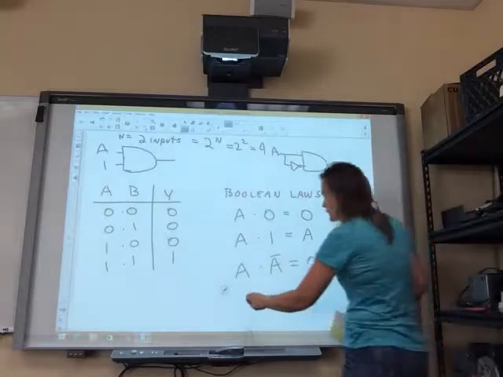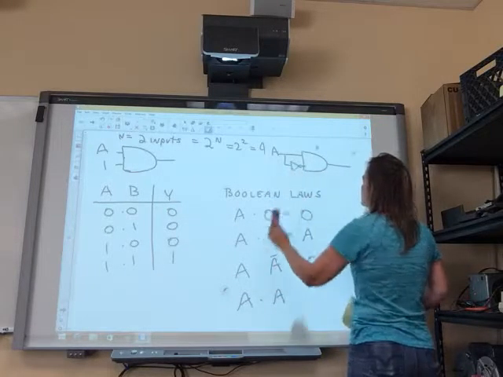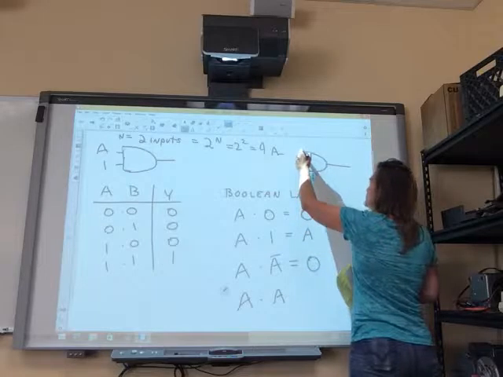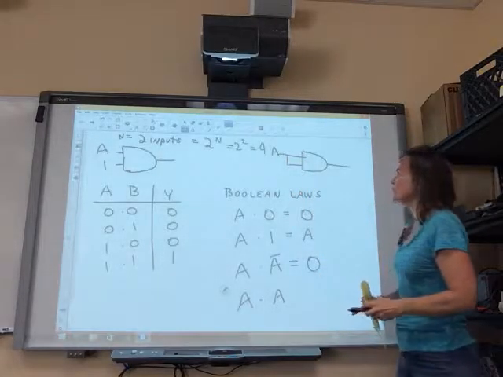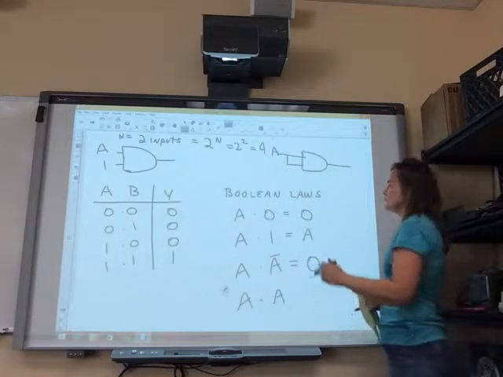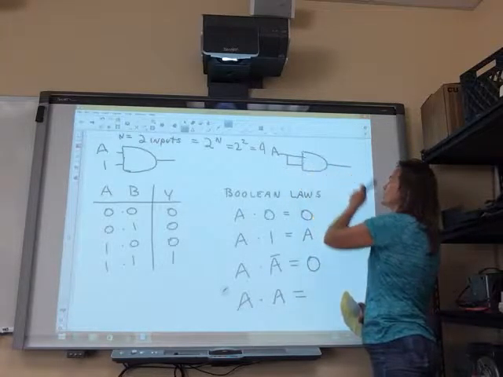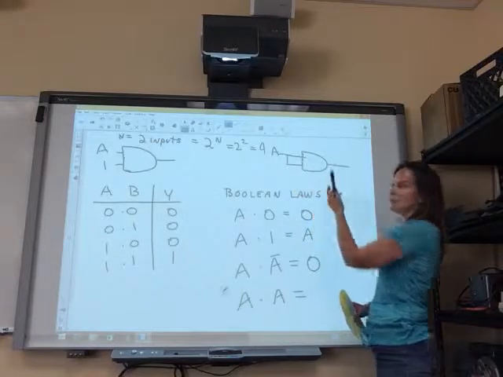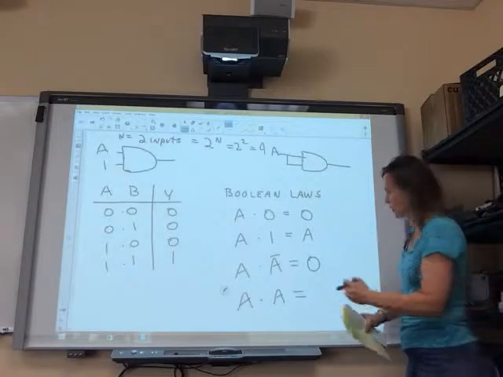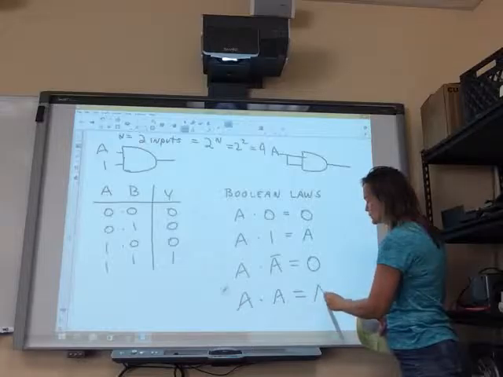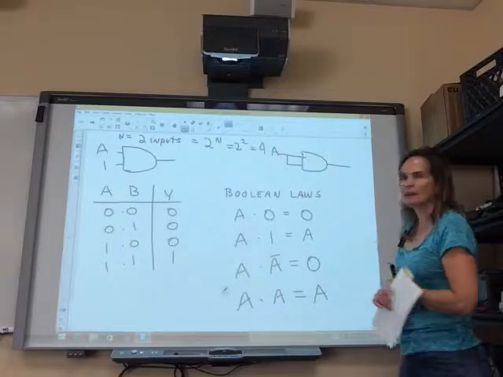And we have a fourth and final case, A and A, where we're going to remove the inverter here and simply tie input A to both inputs. And what we'll find out is if A is low, they're both low, and we'll have a 0. If A is high, they're both high, and we'll have an output of 1. So the output is completely dependent on what A is. So A and A always results in A. So there are the Boolean laws for the AND gate.